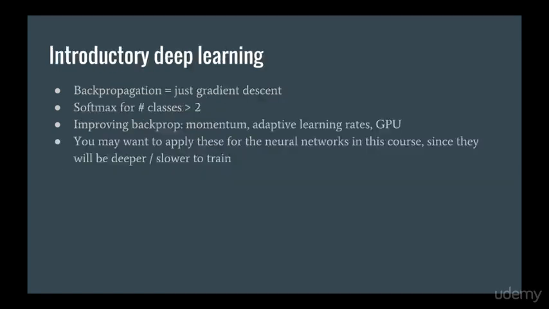In my introductory deep learning course, you learned about backpropagation, which is really just gradient descent. You also learned about softmax, which allows you to classify more than two classes at a time. In my follow-up course, I talked about some ways to improve backpropagation, including momentum and adaptive learning rates. We are going to use momentum in this course.